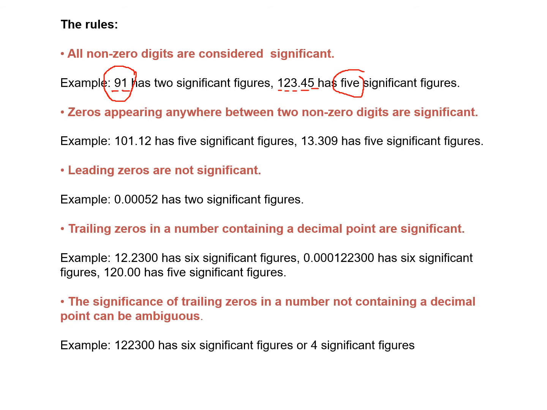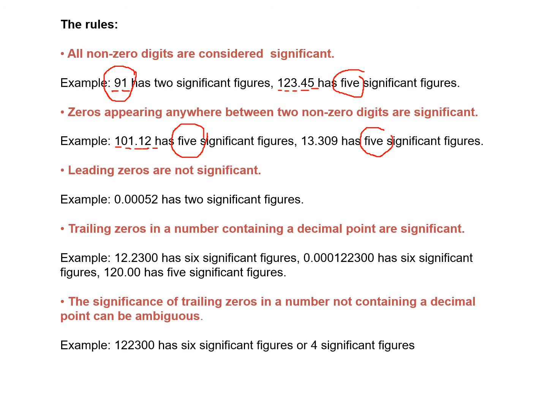How about 0 appearing anywhere between two non-zero digits? So for 101.12, 10112, it has 5 significant figures. And for 13.309, it also has 5 significant figures. We count everything because 0 is in between the non-zero digits.